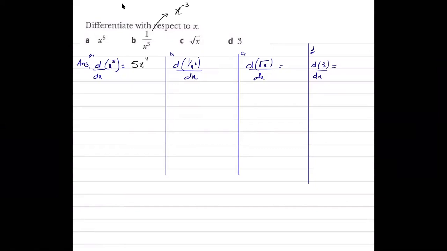If I take x cube in the numerator, that's going to be x to the power of minus 3. So what is the differentiation of x to the power of minus 3? Minus 3x to the power of minus 4. Square root of x can be written as x to the power of half. So half x to the power of half minus 1, that is minus half. If the question demands, you can write the answer in this way. And the differentiation of a constant number 3 is going to be equal to 0. That's it.